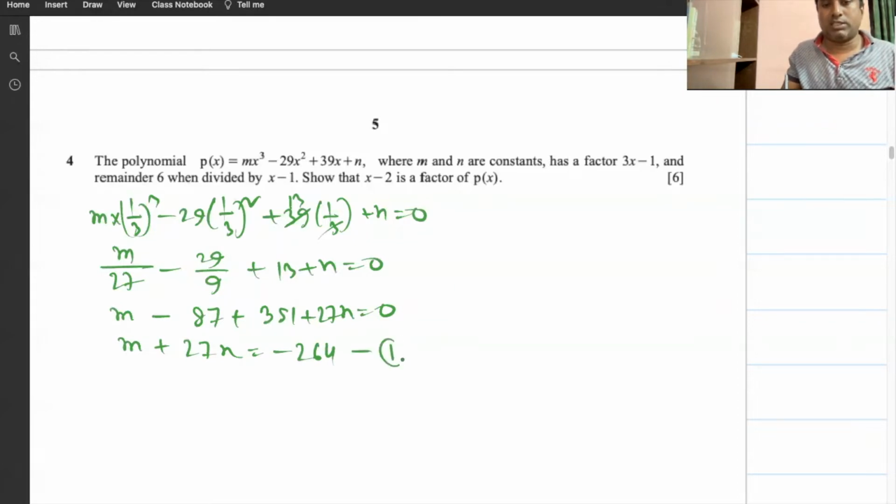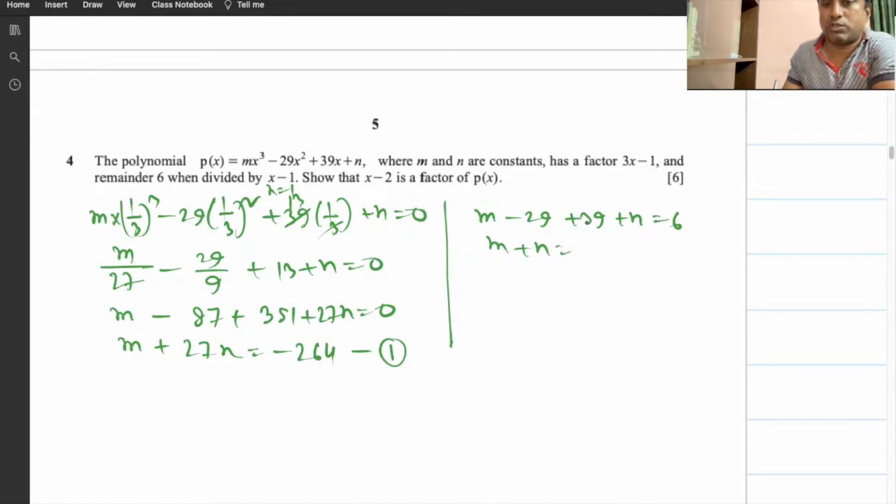Let me consider this equation number 1. Then, dividing by x minus 1, the remainder is 6, so let me substitute x equals 1 here. So m minus 29 plus 39 plus n equals 6. So m plus n equals, if 10 is subtracted from both sides, minus 4. So this is equation number 2.